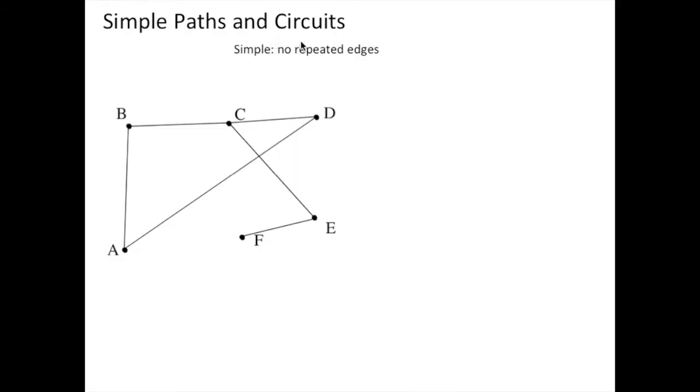Simple paths and circuits. A simple path is when you have no repeated edges. A lot of those paths we were doing before, we were going back and forth over the same edge. A simple path, no repeated edges. Makes it a little trickier.